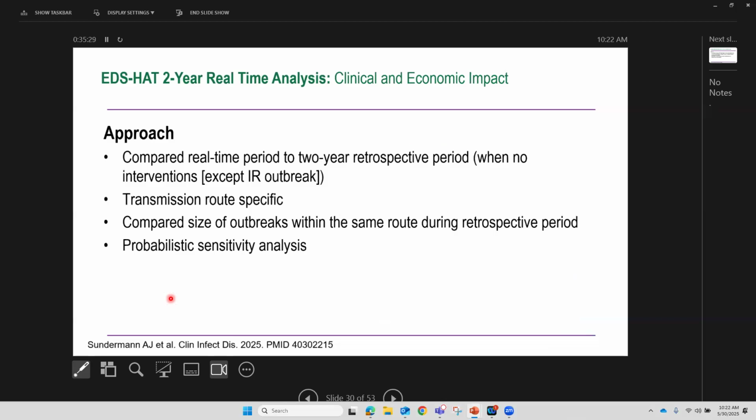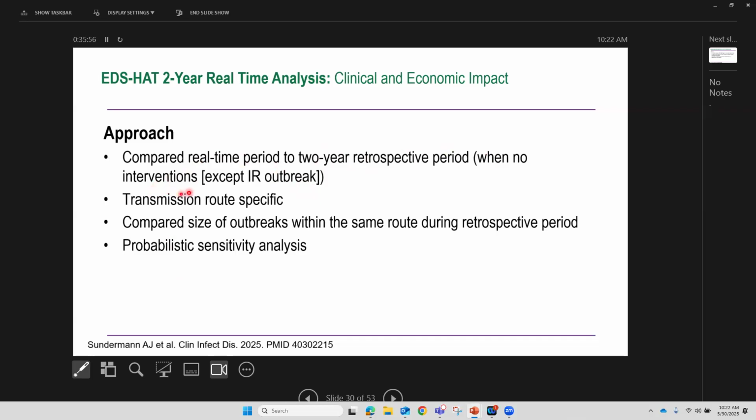So in terms of trying to figure out the clinical and economic impact, we had to use modeling because now we were intervening. So we compared our real-time period to our 2-year retrospective period that I showed you earlier, where we had no interventions except for the IR outbreak, because that was the one that we detected while it was still ongoing.